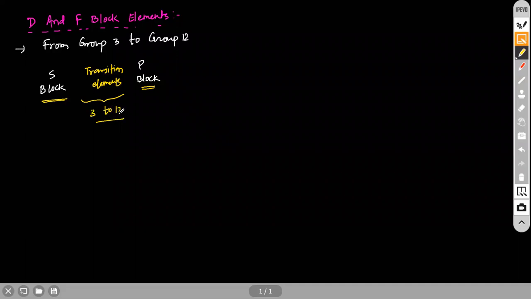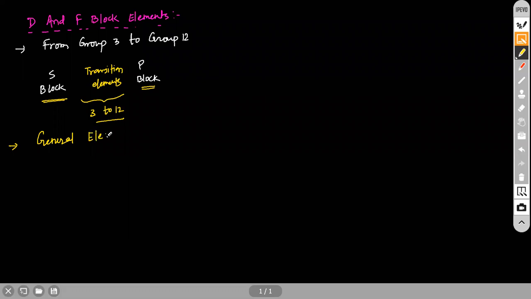All the elements you don't have to memorize, but the elements of the third period you must keep in mind. Scandium, titanium, vanadium, chromium, zinc, copper, all these elements you must remember. The position, atomic number and all, it's important, right? The first kind of question they ask from here is related to the general electronic configuration.